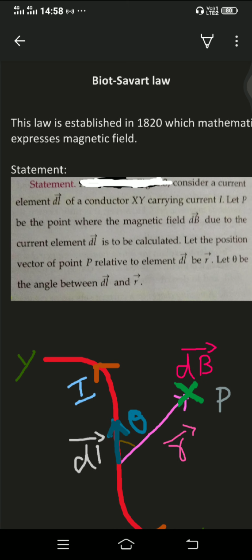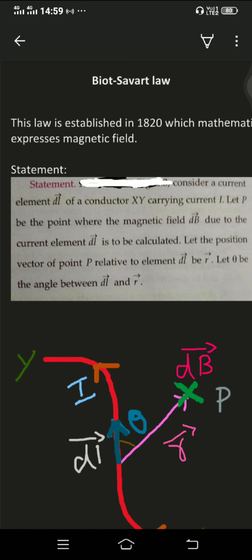The statement of Biot-Savart law is: consider a current element dl vector of a conductor xy carrying current I. Let P be the point where the magnetic field dB vector due to the current element dl vector is to be calculated. Let the position vector of point P relative to element dl vector be r vector. Let theta be the angle between dl vector and r vector.